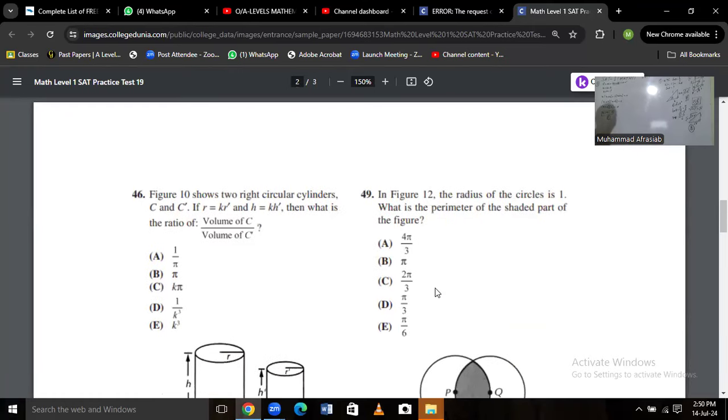Now question number 8. For the figure 10, it shows the right circular cylinders C and C dash. If R is equal to KR dash and H is equal to KH dash, then what is the ratio of the volume of C over volume of C dash?